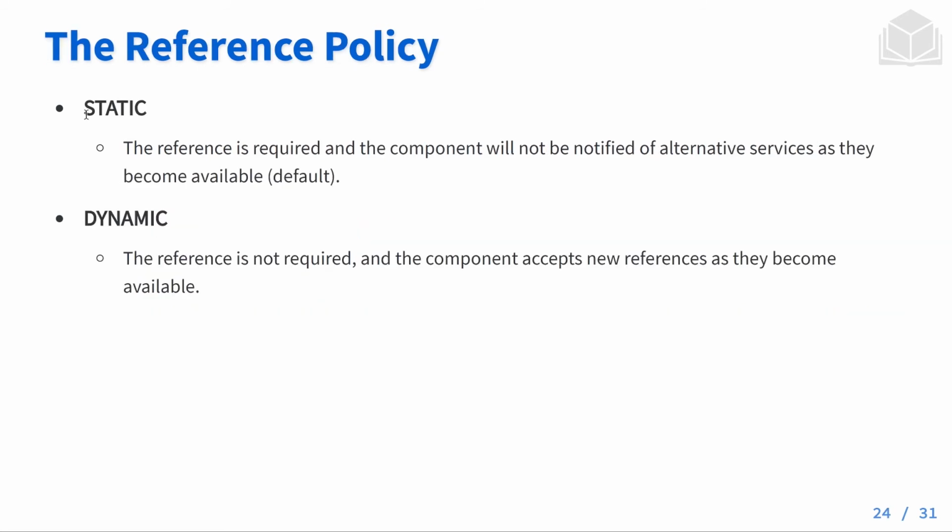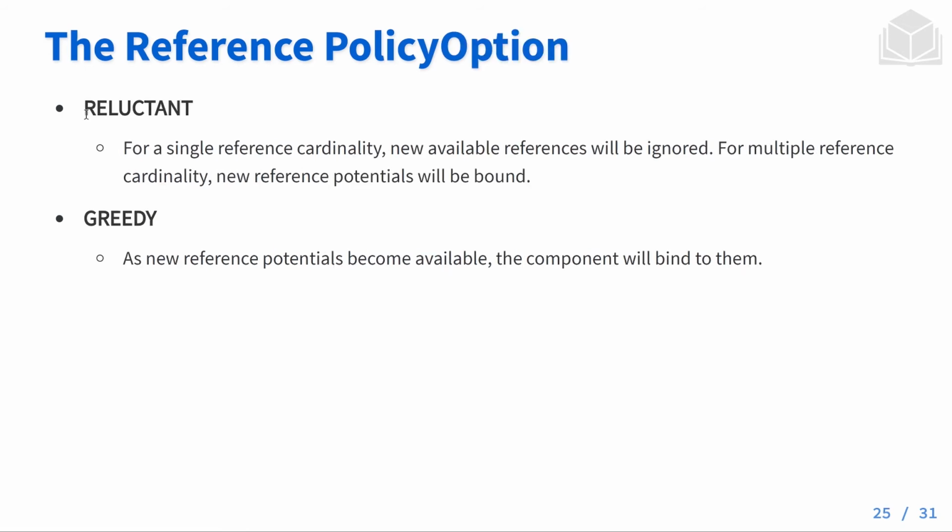For reference policies, we have static and dynamic. For static, the reference is required, and the component will not be notified of alternative services as they become available. That's the default option. For dynamic, the reference is not required, and the component accepts new references as they become available. For reference policy options, we have reluctant, which means that for a single reference cardinality, new available references will be ignored, and for multiple reference cardinalities, new reference potentials will be bound. We also have greedy. As new reference potentials become available, the component will bind to them.